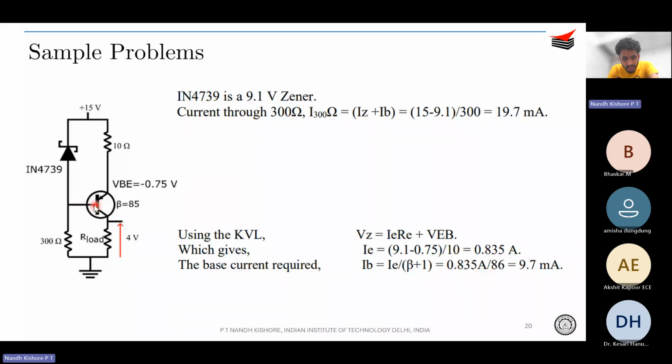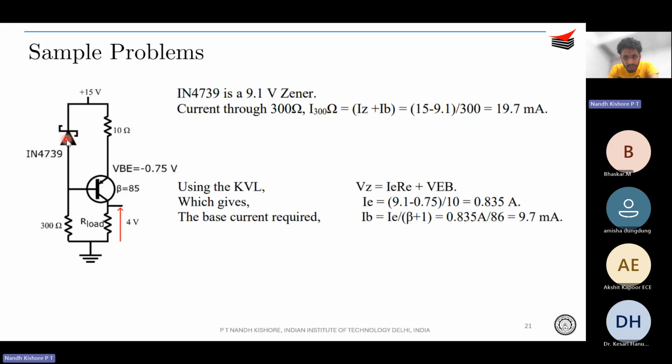So this is your base current and your 300 ohm current is also known. Therefore, you can calculate what is your IZ. The current through the Zener is given by the difference between this current and this current, that is 10 milliamps. This is your current through this Zener diode.